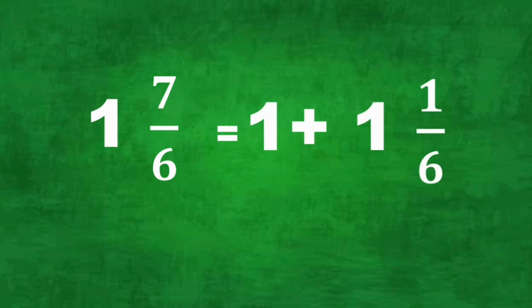This is an improper fraction, so we need to change it again into a mixed number. 1 and 7 over 6 will become 1 plus 1 and 1/6. So the answer is 2 and 1/6.